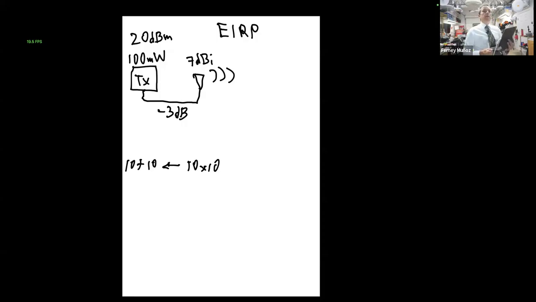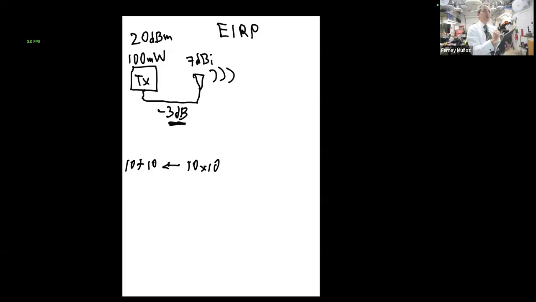So now we have it all in dBs, and don't get thrown off by having an M in here and an I in there and no unit in here. It's all just dBs. It's just straight math. So we just do basic math. 20 dBm is what's injected. You lose 3 dB in here.